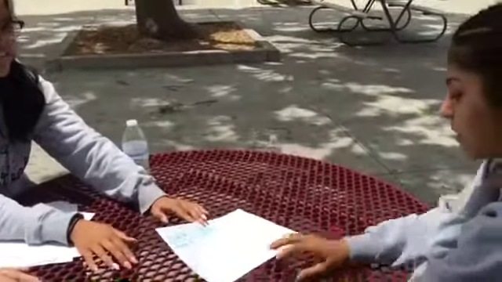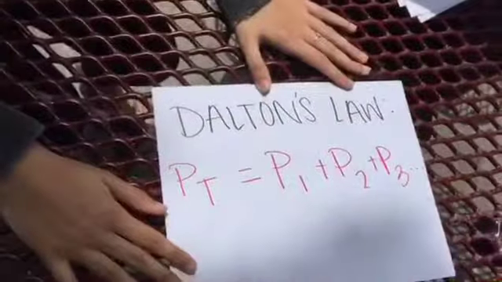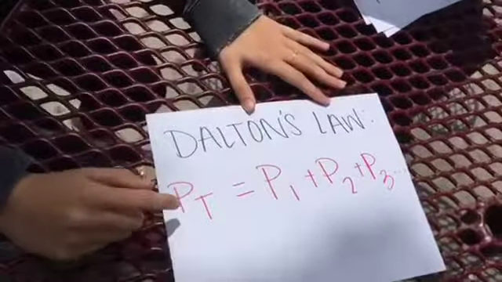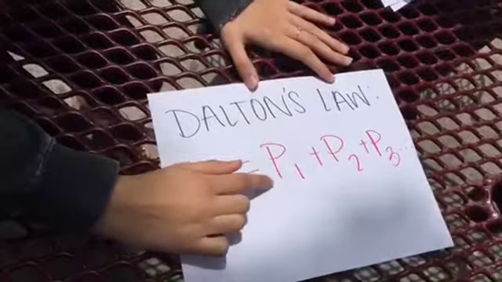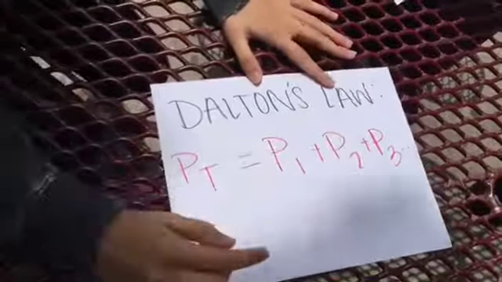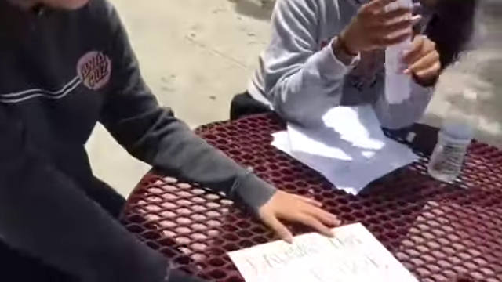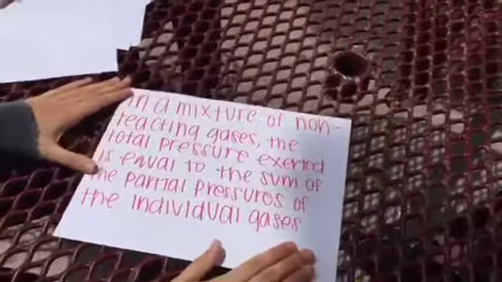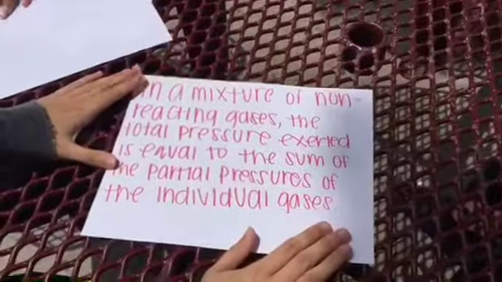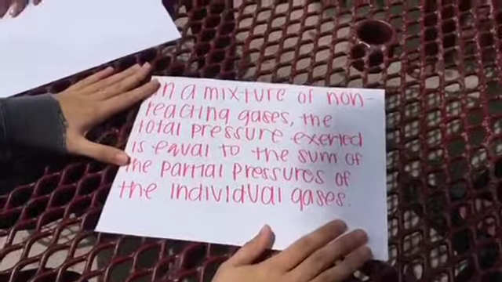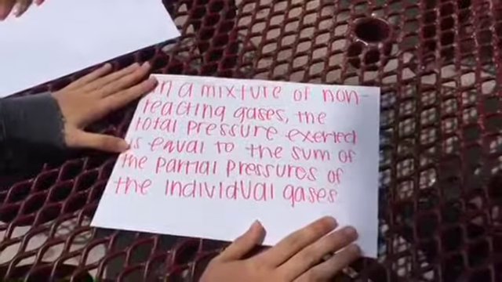Okay, this probably won't even be on the test. Wow, this looks like adding. Actually, it's Dalton's law. Total pressure equals P1 plus P2 plus P3. Might I add, it continues for as many pressure values as there are given. Yeah, I knew that. Okay. You know the definition? Oh, the definition is: in a mixture of non-reacting gases, the total pressure exerted is equal to the sum of the partial pressures of the individual gases.